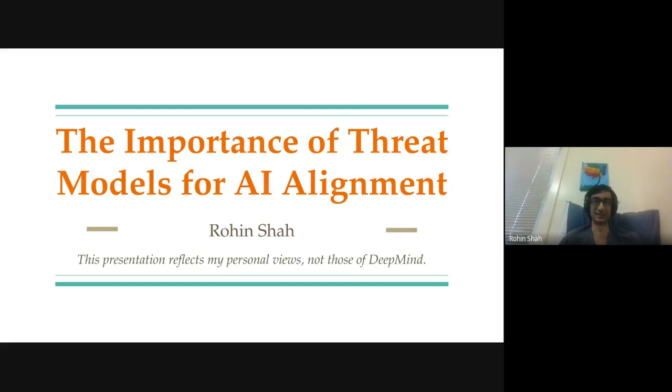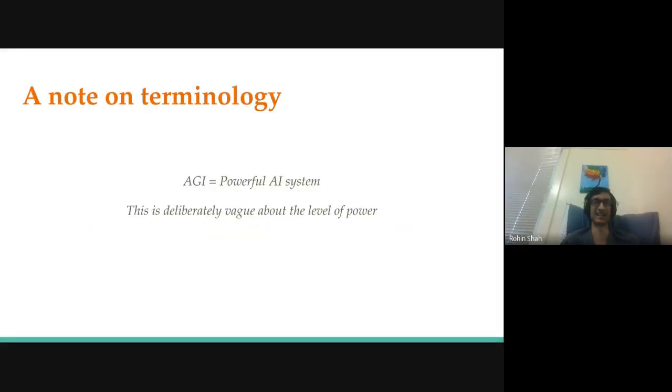One more important disclaimer. I don't know if I'll actually say AGI because I dislike the term so much, but I might say it because it's a nice, simple acronym that everybody knows. When I say AGI, I just mean a powerful AI system. I'm being deliberately vague about the level of power. It might be subhuman, it might be superhuman, it might be subhuman in some areas, superhuman in other areas. Who knows? I don't really want to make any commitments in this particular talk. It's, of course, important in other cases, but I don't think it matters very much for the things I'm talking about here.